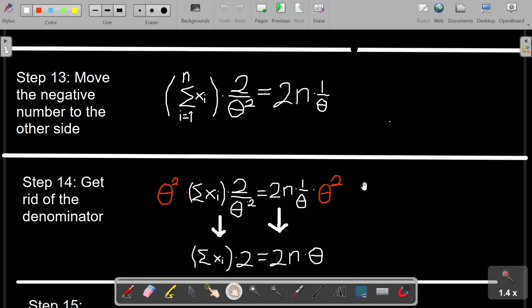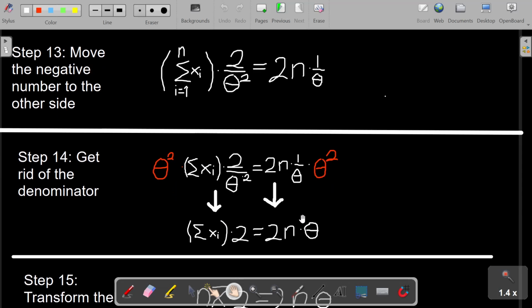Step 14, get rid of the denominator by multiplying with whatever number that is on the bottom. And here it's theta squared 2 and theta on the bottom, so we multiply both sides with theta squared 2, and then we are left with this number here.